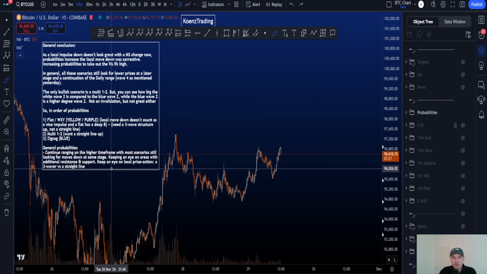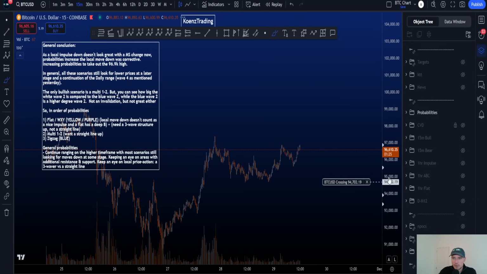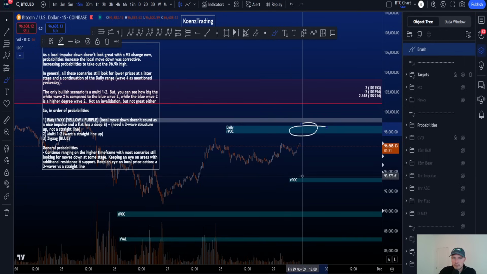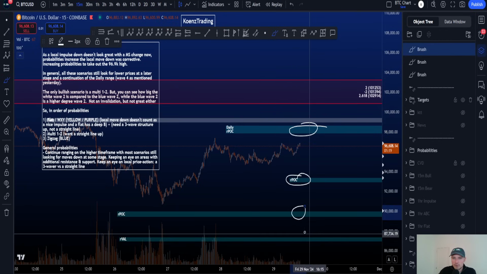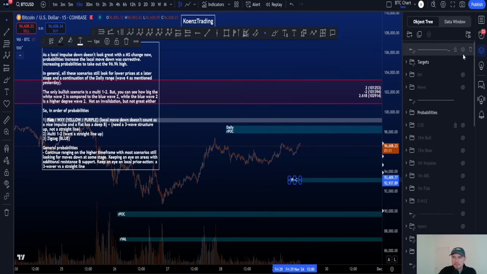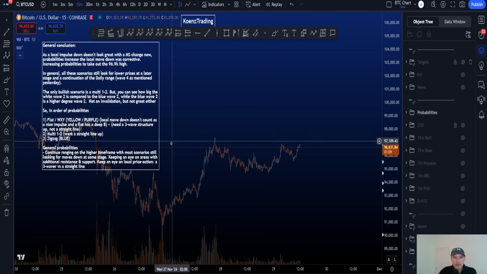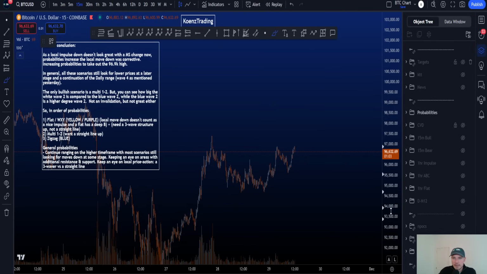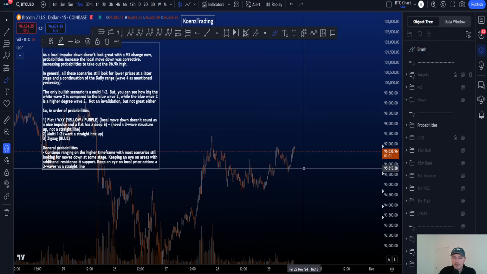Keep an eye on areas with additional resistance or support, as explained in the analysis as well. Area of resistance, bit of support over here, but then we have two more additional areas of support. The one in the middle, not sure if I mentioned this, 92.9, 93.4K. Right. And keep an eye on the local price action, a three-waver versus a straight line. That is what matters a lot over here.